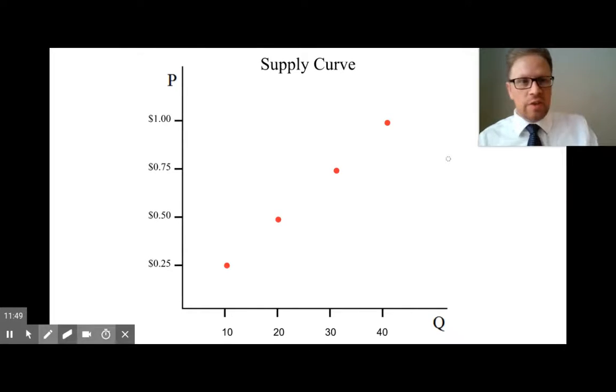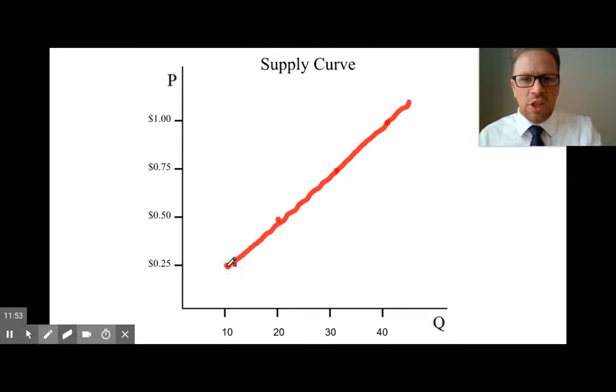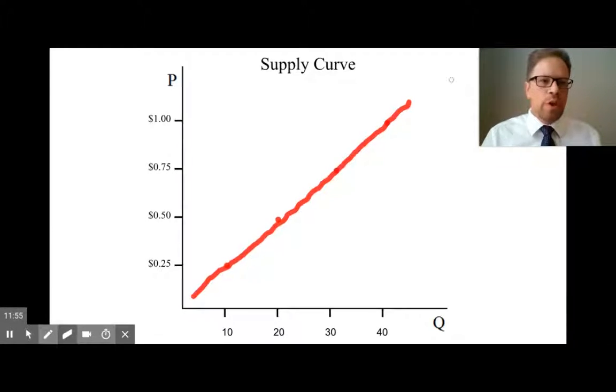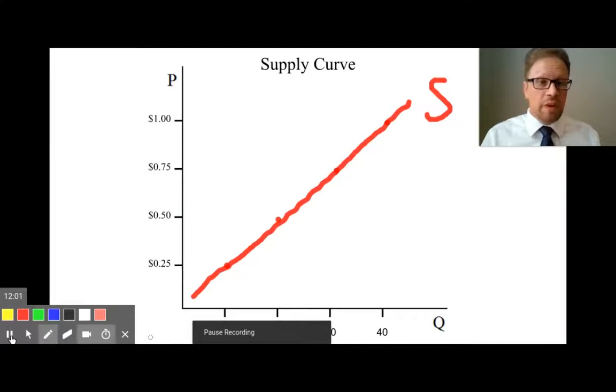And then our last step is, Pee Wee says, connect the dots, la, la, la, connect the dots. We have one more step we need to do. We need to tell people what curve this is. S for supply. That is a supply curve.